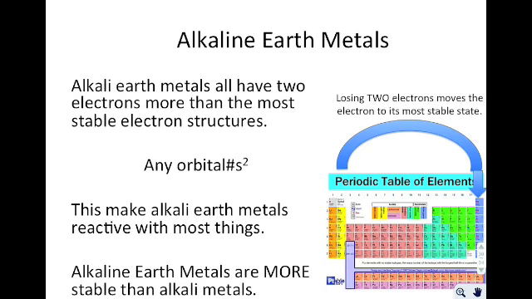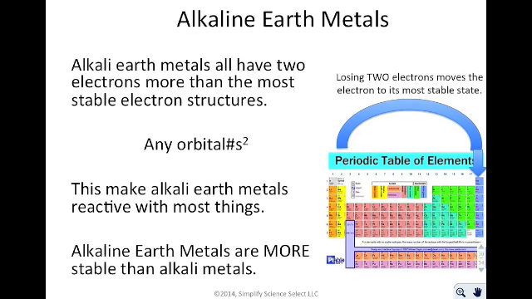Any alkaline earth metal has 2 electrons, so they have any shell number, like 1s2, or 2s2, or 3s2. Because they have these 2 electrons right here, that fills the s orbital. So the s orbital is completely filled with 2 electrons. That makes it much more stable than an alkali metal, but it is still very easily able to give 2 electrons away. So because of that, these alkaline earth metals are still reactive with most things. They will still tend to give their electrons away.